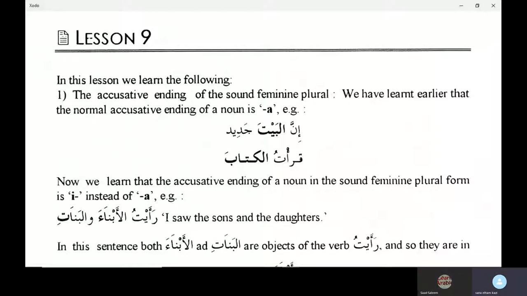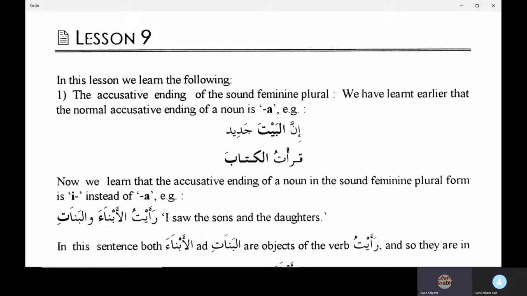First is the accusative ending of the sound feminine plural. We have learned earlier that the normal accusative ending of a noun is fatha. For example, innal bayta jadidun.